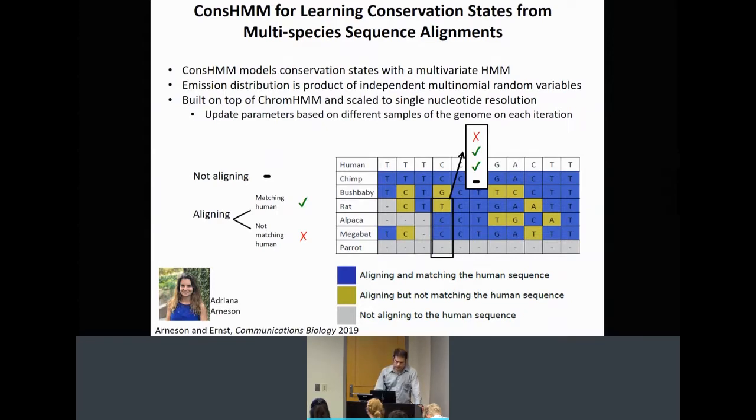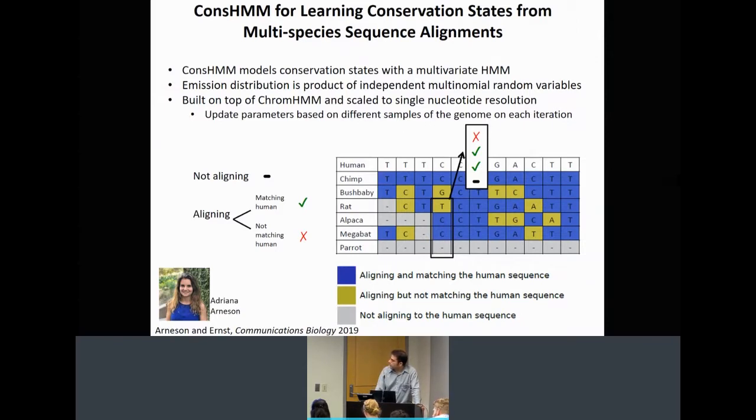And then what we did was we effectively applied a similar model to ChromHMM, but we now generalize this to be a multinomial random variable. So for each species, we have one of three possible observations, as opposed to before we had one of two possible observations. And we also are doing this now at single nucleotide resolution, where before it was done at 200 base pair resolution. So this also raised scalability challenges.